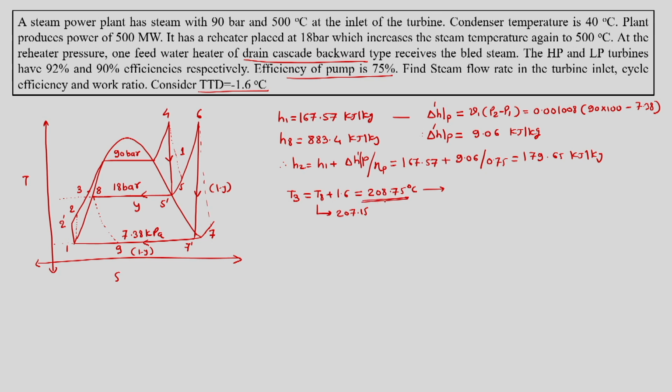Having said this, we can go into the steam table and find out the enthalpy corresponding to 208.75 degrees Celsius, and then in that case we will get H3 is equal to 875 kilojoule per kg.